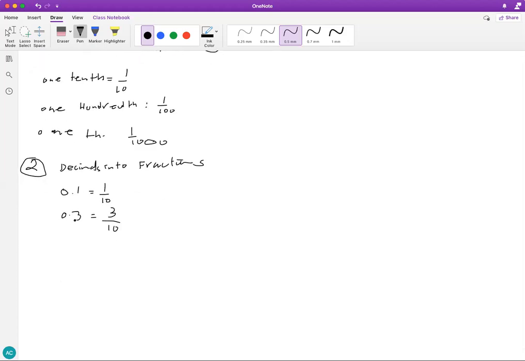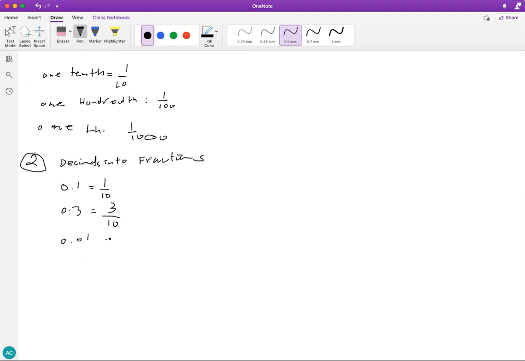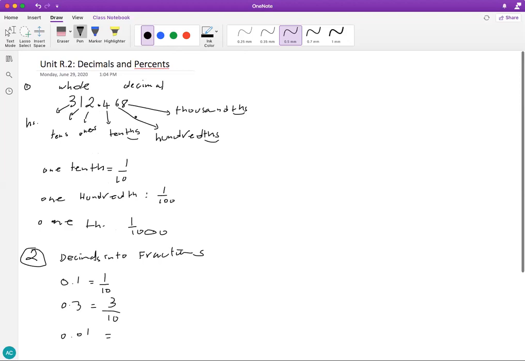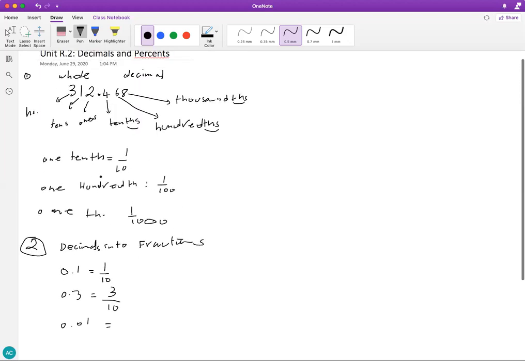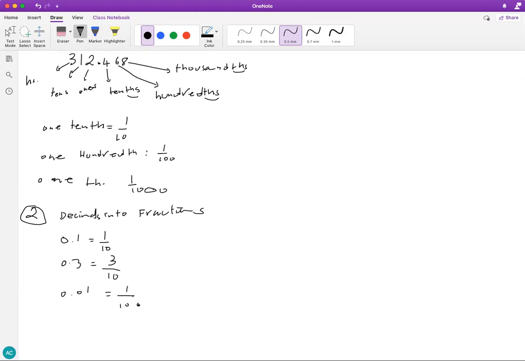So 1/10, 3/10. What about this one? Let's first read it. The way you read it in decimal form gives you an idea of how the fraction is going to look. So let's read this in decimal form. What is this? It's one what? 100th. That's right. 100th, or 1 out of 100, because we have 1 in the 100th position. So we say 100th or 1 out of 100.